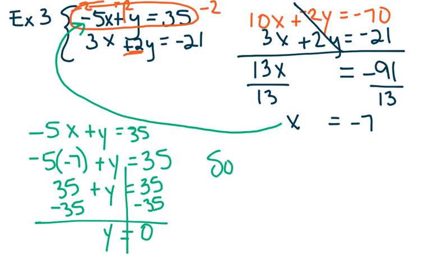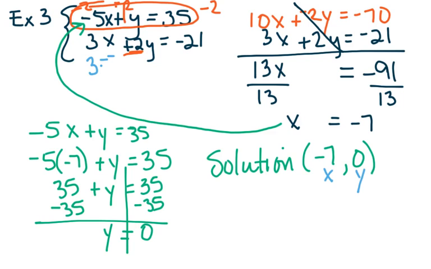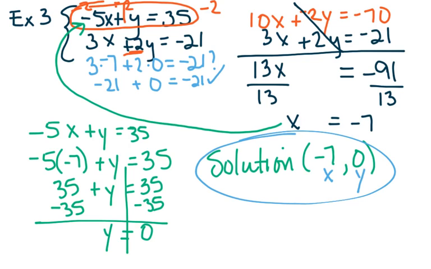So my solution in the proper form is (-7, 0). The x comes first and then the y. So when we have this, we can check in the other equation. So my x value is -7, my y value is 0. So it's 3 times -7 plus 2 times 0, and we want to know if that equals -21. So that's -21 plus 0 equals -21. That works, so I know that my solution is correct.